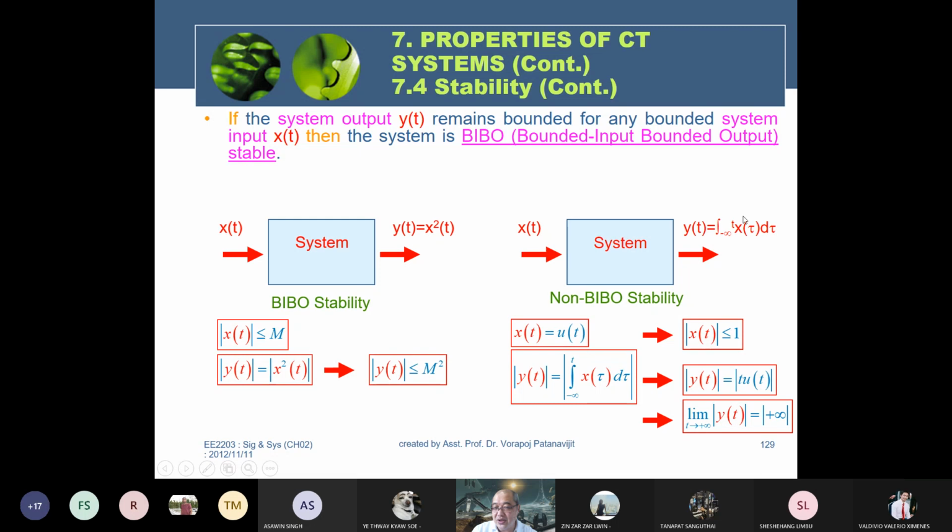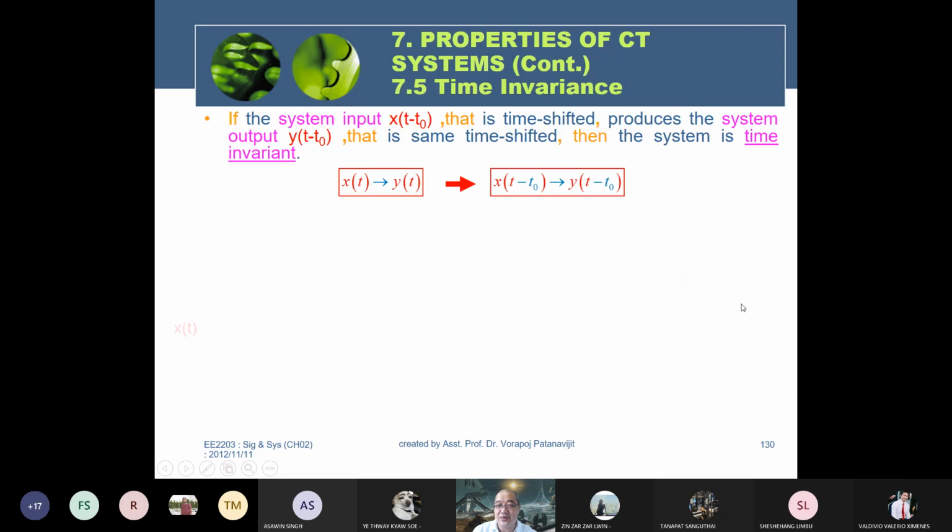Therefore, if the output equals infinity, it means the system is unstable. You can see that in this case, the input is a unit step. The maximum of the unit step is 1. And the output will be infinity. If the output is infinity, we can conclude that in this case, the system is non-BIBO stable.